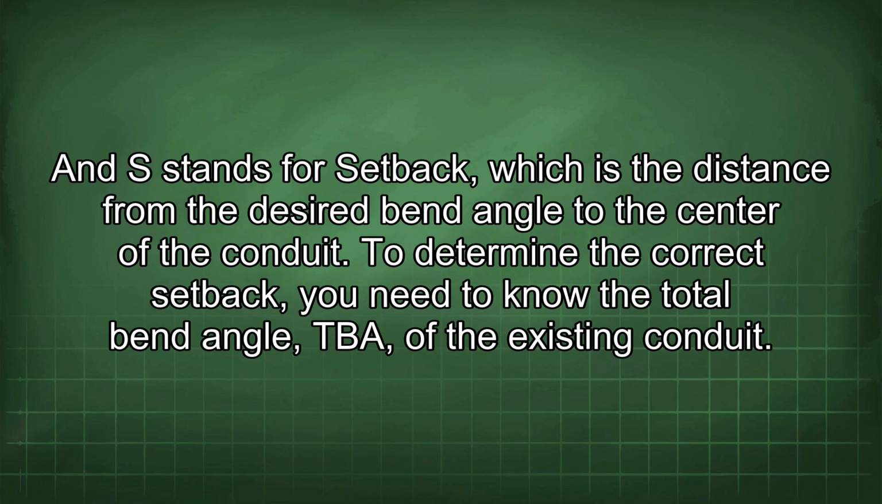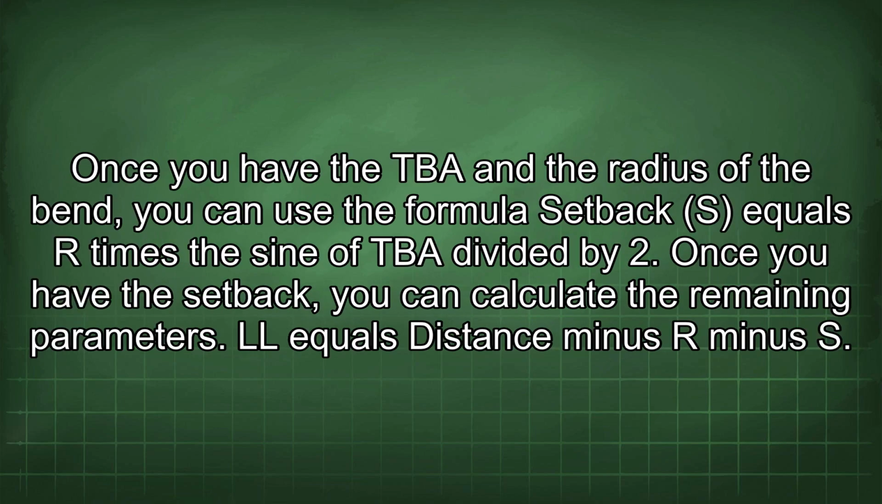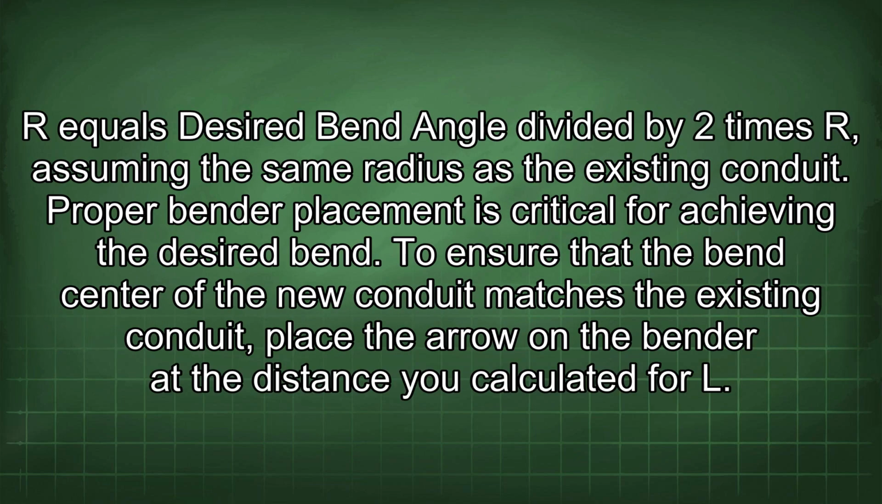And S stands for setback, which is the distance from the desired bend angle to the center of the conduit. To determine the correct setback, you need to know the total bend angle, TBA, of the existing conduit. Once you have the TBA and the radius of the bend, you can use the formula setback S equals R times the sine of TBA divided by 2. Once you have the setback, you can calculate the remaining parameters. LL equals distance minus R minus S. R equals desired bend angle divided by 2 times R, assuming the same radius as the existing conduit.